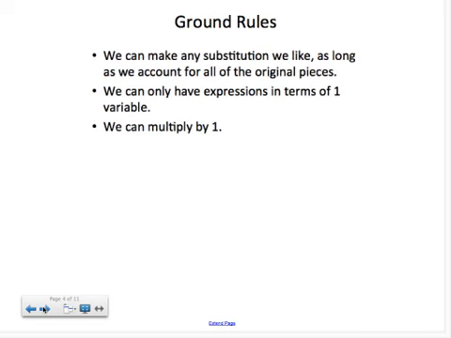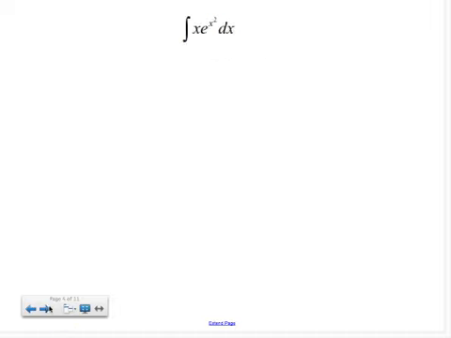The ground rules that we have to operate by are these. We can make any substitution we like as long as you substitute all the pieces out and have an integral that only has one variable. So I'm not going to have an integral that has u's and x's in it. This is still single variable calculus, so only one variable is allowed. And then I wrote this little statement here, we can multiply by 1. That's actually going to be pretty important as we move forward. Multiplying by 1 is not going to change the value of our integral, but it can definitely change its appearance in a way that will be helpful for us.